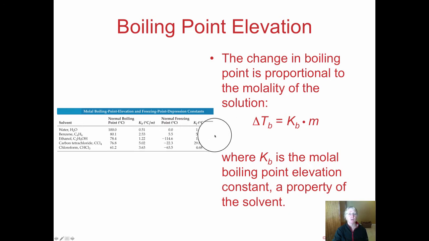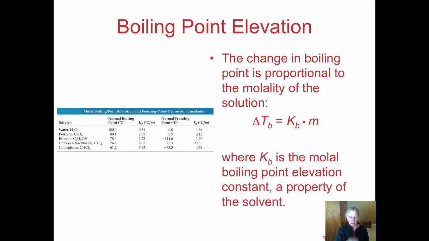So if we trot on over to the chart, normal boiling point of water would be 100 if it's pure, but the 0.51 K sub B, boiling point elevation constant, means that you will see a 1 degree Celsius increase if there's a 1 molal solution. You would see a 1.02 degrees increase in boiling point if it was a 2 molal, and so on.